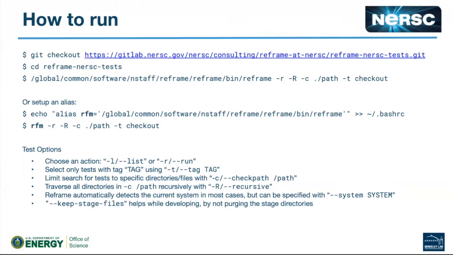And so there's a couple of common actions you can do. So this little r, you have to tell ReFrame to do something. So it's an action. You can either run it or list it. Those are the main common ones. And then you usually want to select tests only with a particular tag, usually checkout. And then if you want, this -c path limits which tests, which paths you're going to run. So maybe you just wanted to run the suite of tests that are for Python. So you would say -c python.